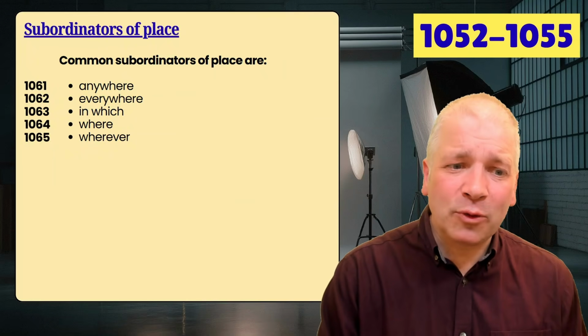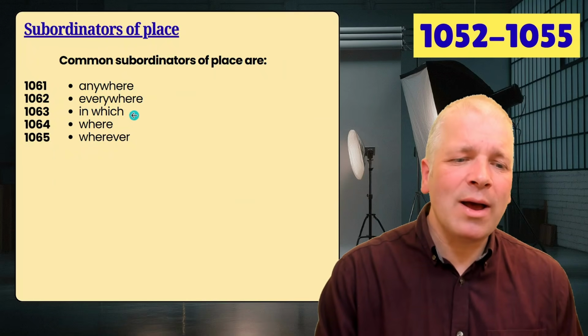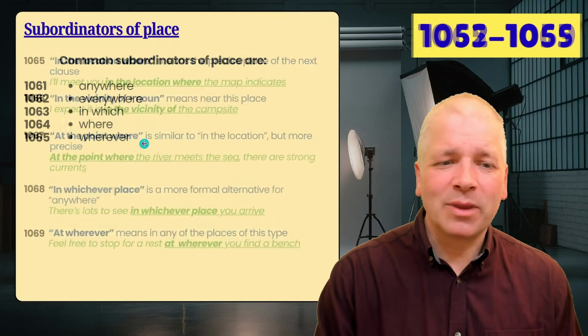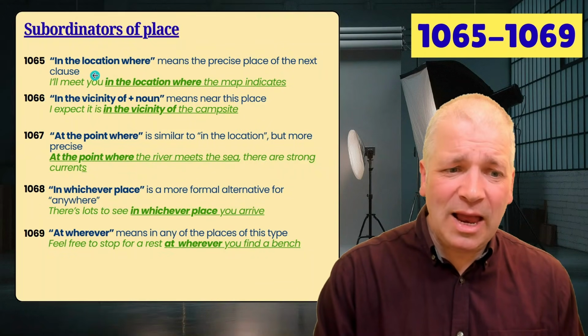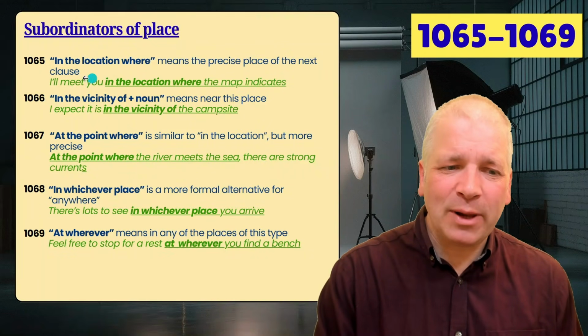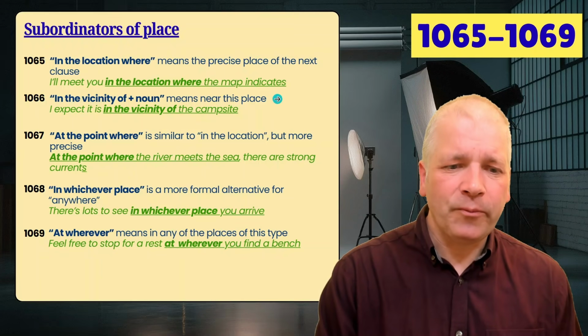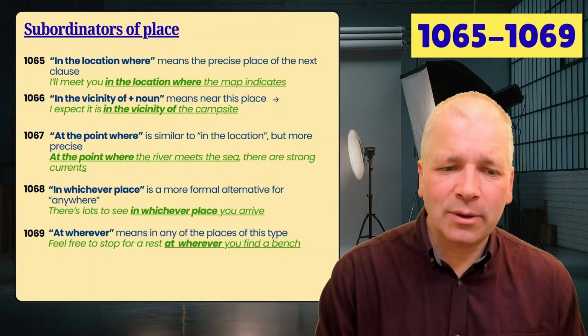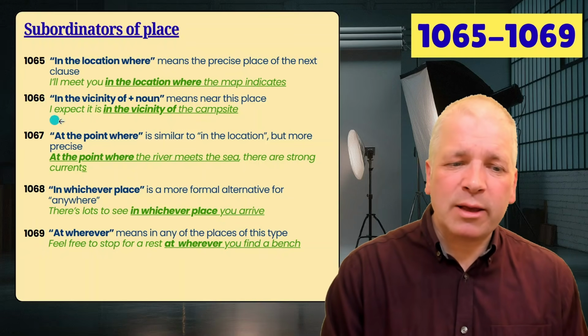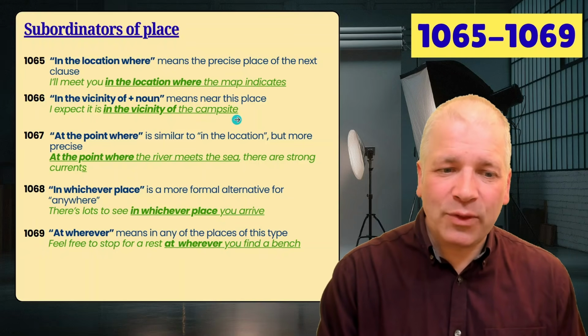Now, common subordinators of place are anywhere, everywhere, in which, where, and wherever. But more advanced, in the location where means the precise place of the next clause. I'll meet you in the location where the map indicates. In the vicinity of the noun means near this place. I expect as it is in the vicinity of the camp place.